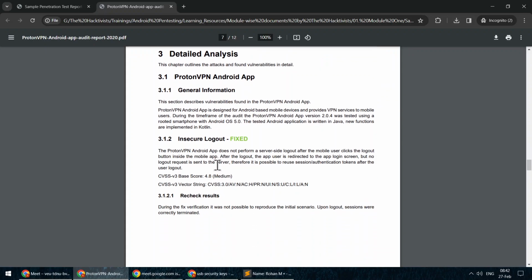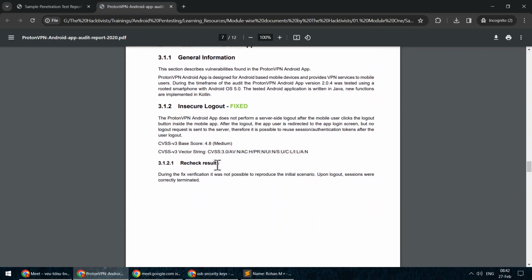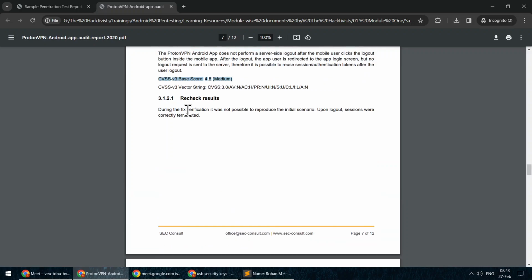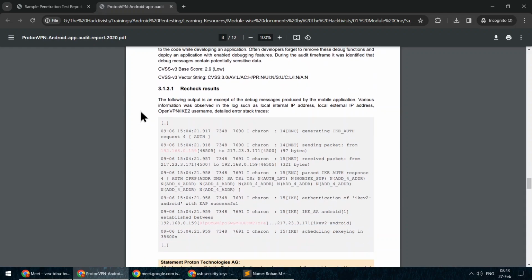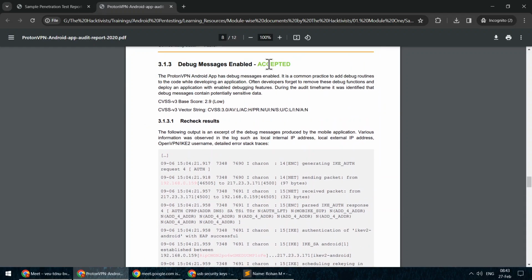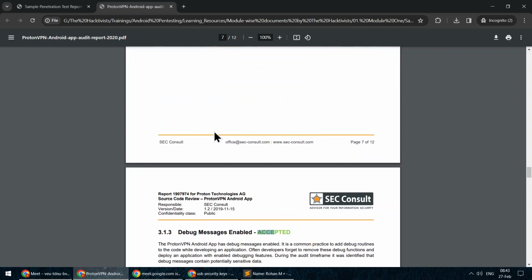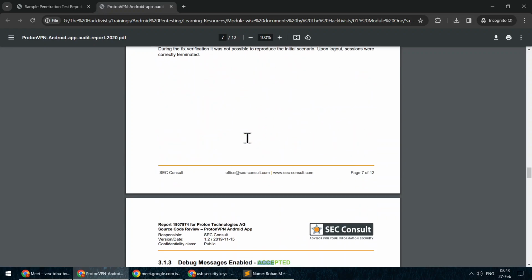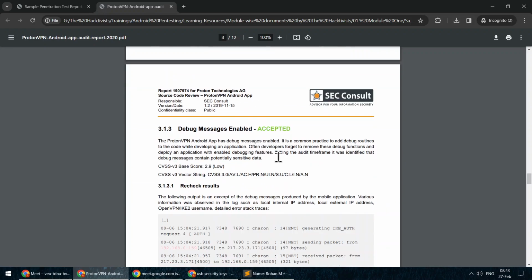Now it goes into the technical analysis. What was the security issue? What does it do? The CVSS score, that is how severe was it. Then once we have reported the security issue, we rechecked, that is retested the security issue and we could not find it. This is the security issue that was accepted. When the security issue is fixed, we write fixed here. When it is accepted, we write accepted here.